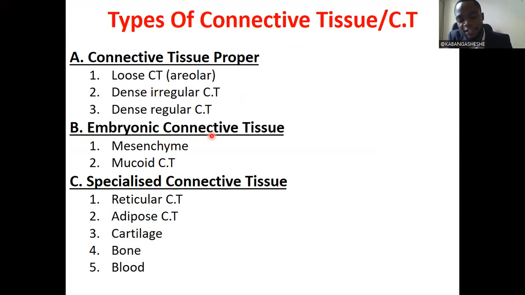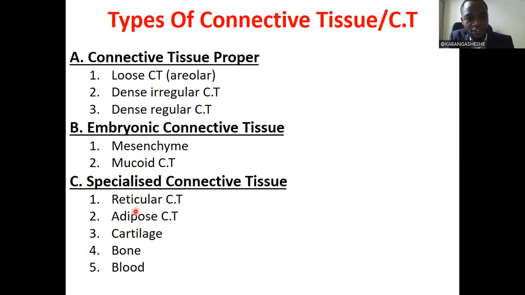So it begins as a zygote. Zygote turns into a morula. Morula turns into a blastomere. A blastomere implants into the uterus, then is transformed into an embryo. The embryo is later transformed into a fetus. Then the fetus is born as a human being. So the type of connective tissue that is present in the embryo, we call it embryonic connective tissue. They are of 2 types, mesenchyme and mucoid. We'll look at them much later on.